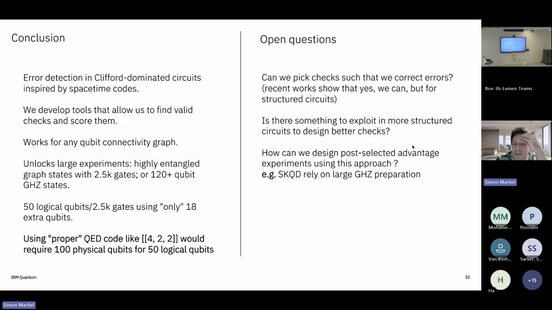And the main question that I'm interested in is how can we use this technique to actually do post-selected quantum advantage experiments. So basically, can we apply this technique to interesting advantage experiments, such as, for instance, SKQD or other approaches? For instance, our group published a paper where we run a Krylov diagonalization process that relies on preparing a very large GHZ. And we haven't tried yet to actually use our better GHZ preparation and plug that into their experiment. And maybe this would improve the experiment greatly. So there are many things to try using those techniques, and it's quite exciting.